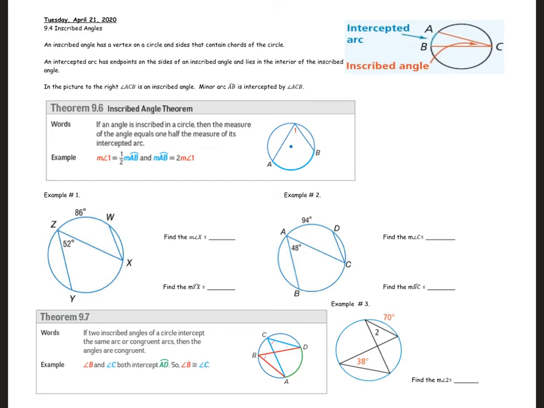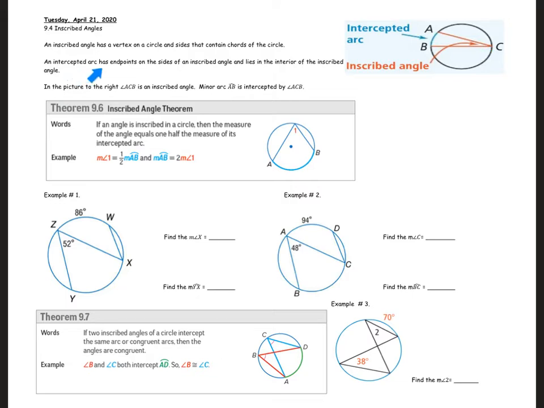All right, welcome into 9.4 notes. We're going to be talking about inscribed angles. So an inscribed angle has a vertex on a circle and sides that contain chords of the circle. So if I take a look over here, I have angle ACB. That is my inscribed angle. As you can see, angle C right here is on the circle.